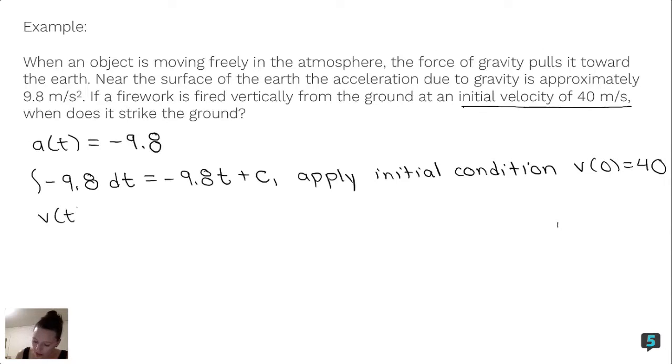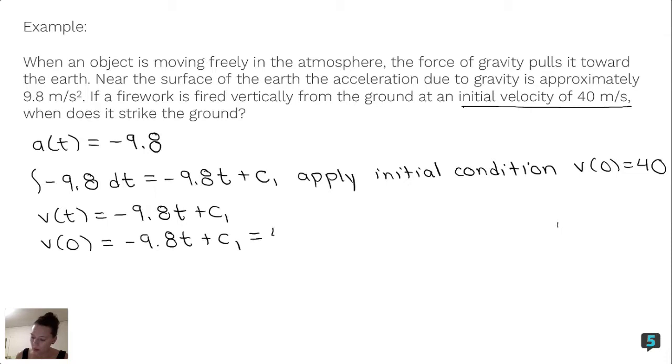So let's use that. We get that V of t equals negative 9.8 t plus C1, and we know that V of 0 is going to equal negative 9.8 times 0 plus C1, which is now equal to 40 based on our initial condition. Oops, I forgot a 0 in there, let me go back and fix that. So what's that tell me that first constant's going to equal? What's C1 equal? 40, perfect.